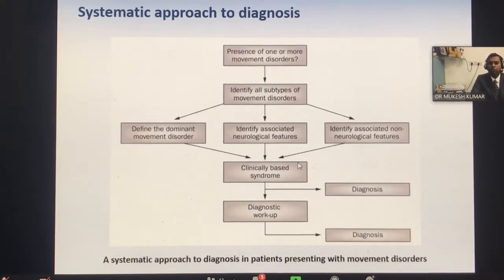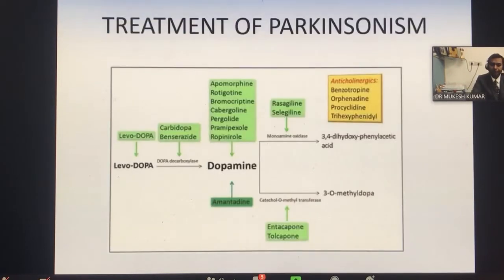This is the clue. This flowchart is mainly meant for cases where we see cerebellar plus Parkinson component, cerebellar plus autonomic component, or cerebellar Parkinson with dementia. So when we have multiple things together, then we go with this type of approach.